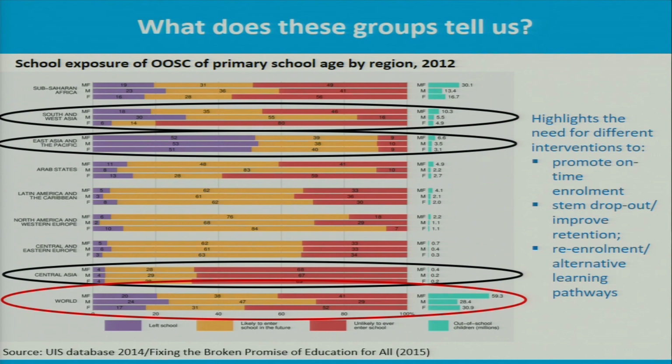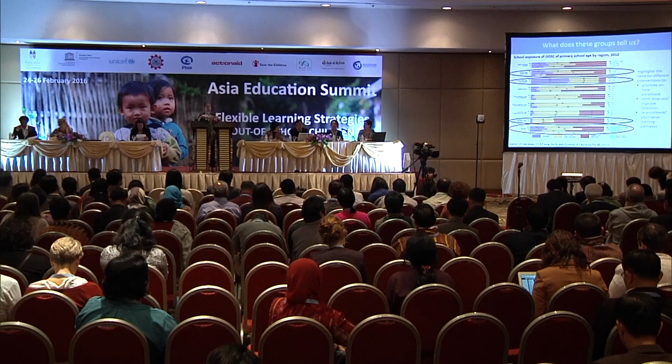The case of South and West Asia for female, there is 80% of female in South and West Asia that will most probably never get in school. The policies will be quite different in this case. Here it will be to maybe look into the alternative enrollment, so enrollment into alternative learning pathways. So this is where we want to stress.